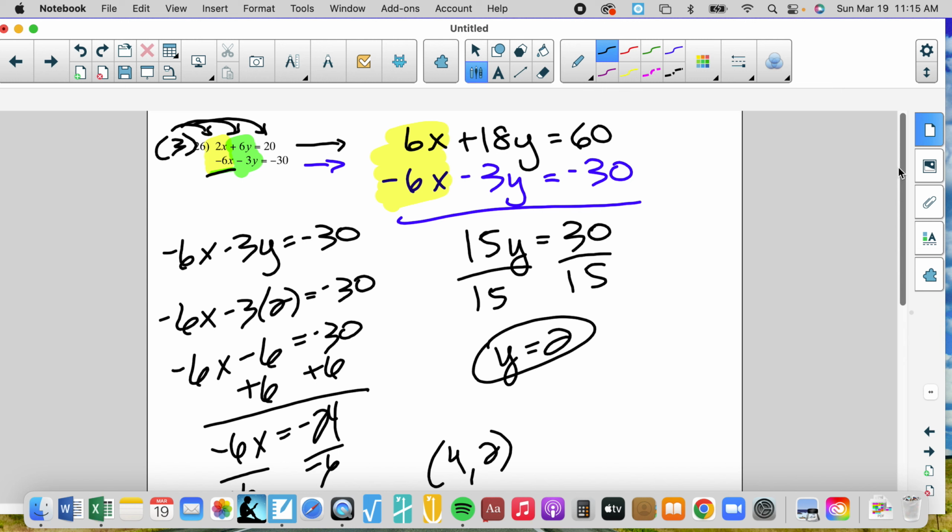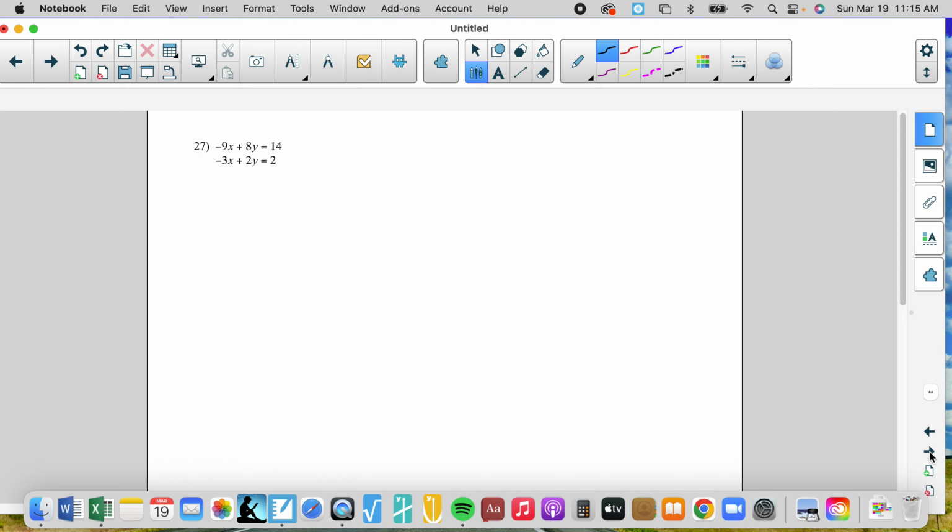I'm going to plug it back into the top equation. 2 times 4 is 8. 6 times 2 is 12. 8 plus 12 is 20. We're having pretty good success. All right.